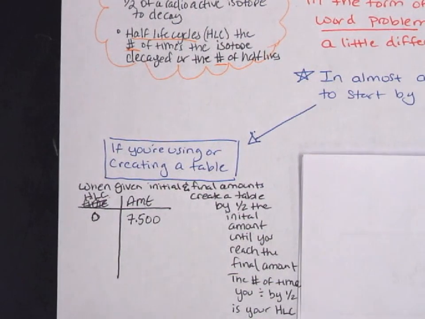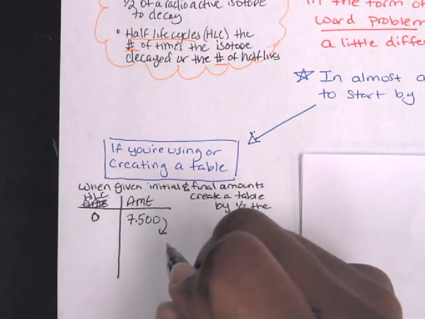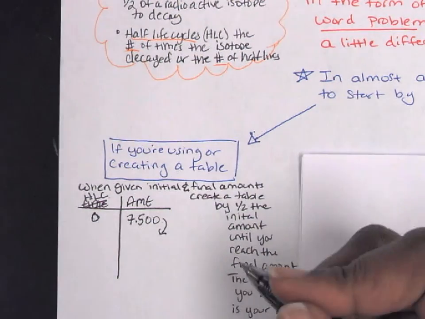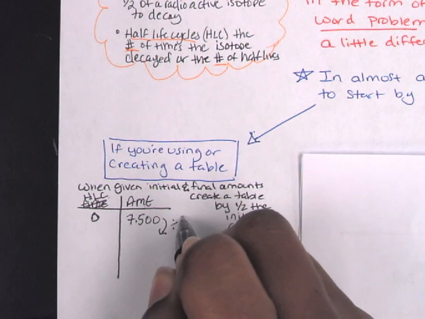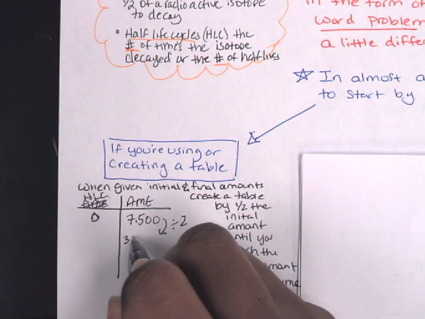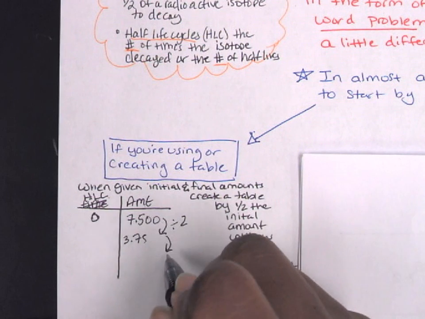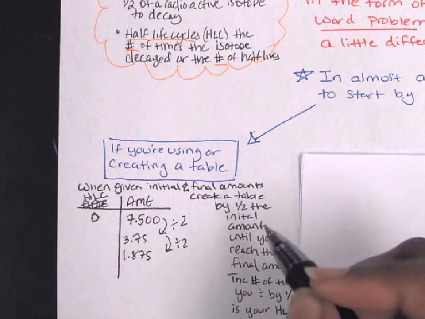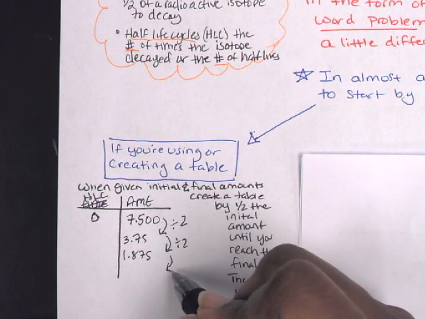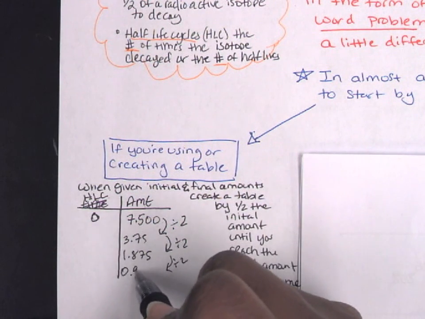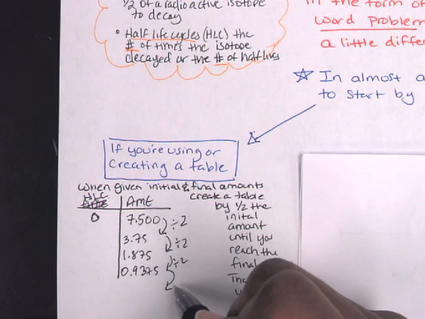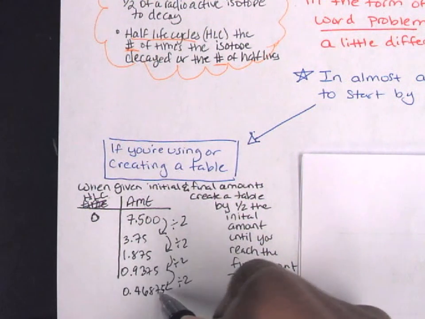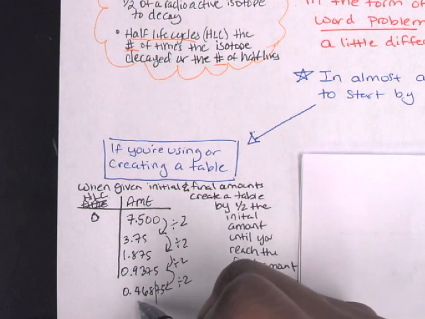0.469 milligrams. Okay, so I go ahead and I divide 7.5 by 2, and that gives me 3.75, and I divide that by 2 and I get 1.875, and I'm not there yet because I'm not at the final amount, so I divide that by 2 and I get 0.9375, and I divide that by 2 and I get 0.46875, which, if I use my sig figs to cut that number off, is my final amount.